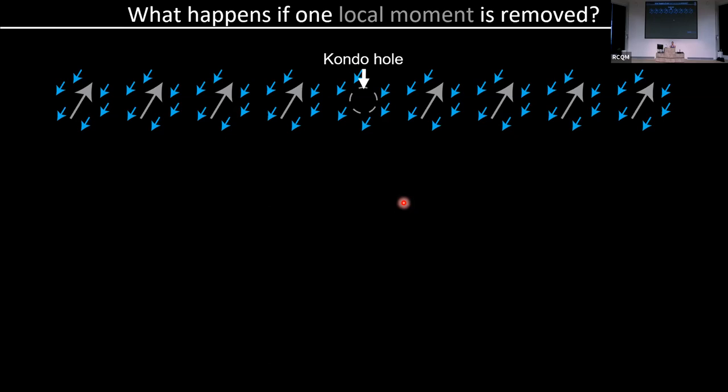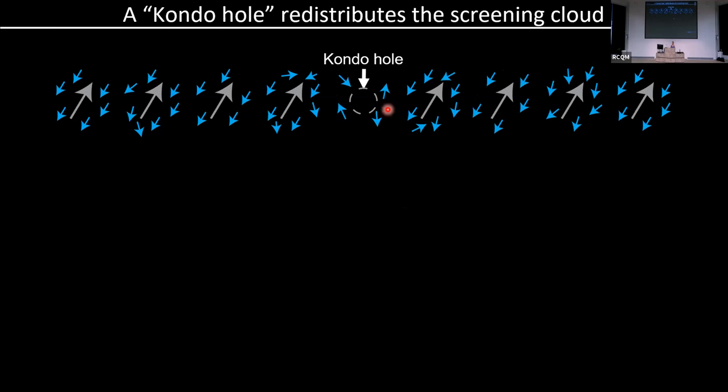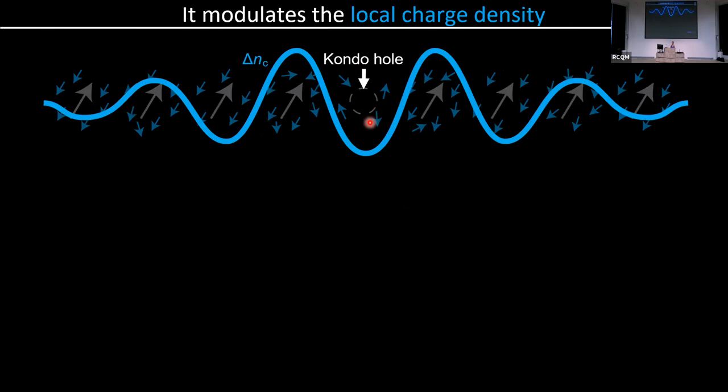So the blue electrons are like, "Hey, there's no moment here to try to screen. I don't have to be here anymore." So they bunch up, they can leave, they can flee the scene, and they can bunch up to try to screen the neighboring moments that are still sitting there. So we get an excess of conduction electrons around the neighbors and fewer conduction electrons around the Kondo hole. So the charge density is going to look something like this.